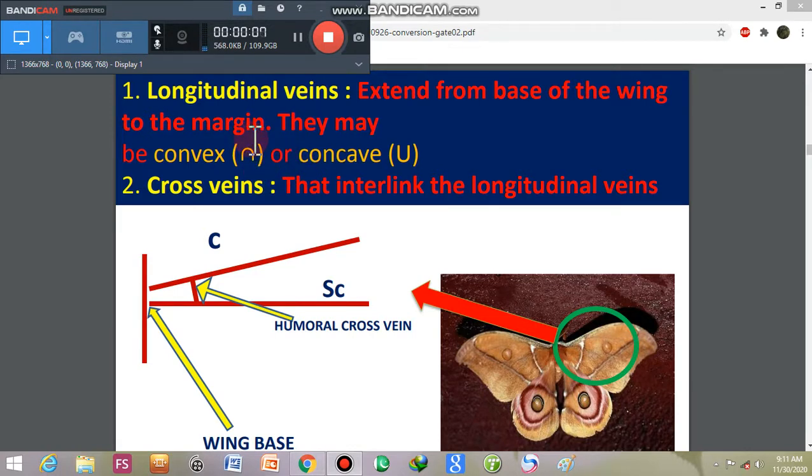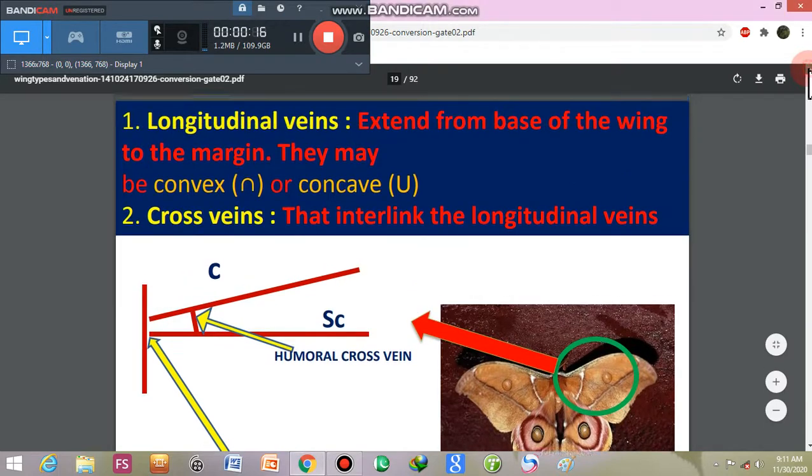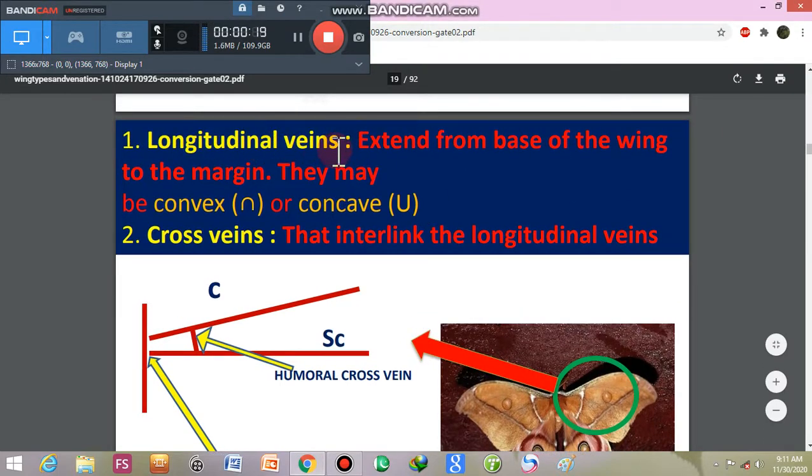There are two types of veins in the insect wings. First one is the longitudinal veins. Second one is the cross veins.